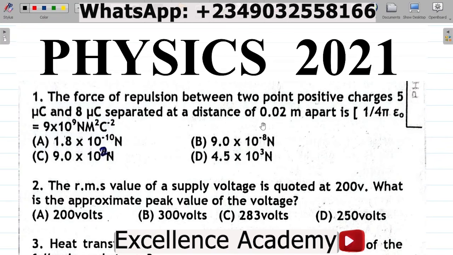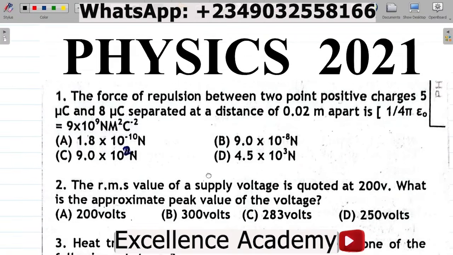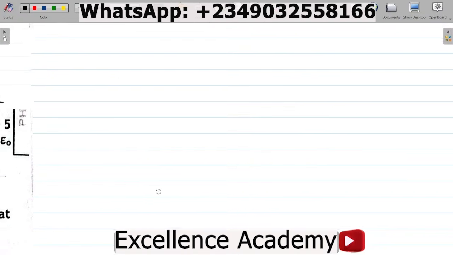a distance of 0.02 meters apart is, take 1 over 4 pi E naught as equal to 9 times 10 to the power 9 Newton meter squared per Coulomb squared. You have your option A, B, C, and D. So how do we solve this question? Now for question 1, so I'll go to question 1.